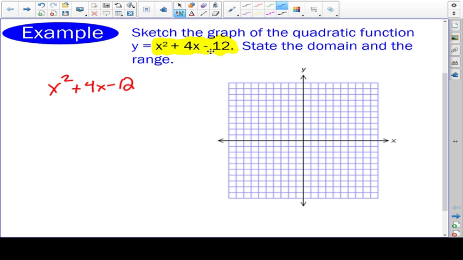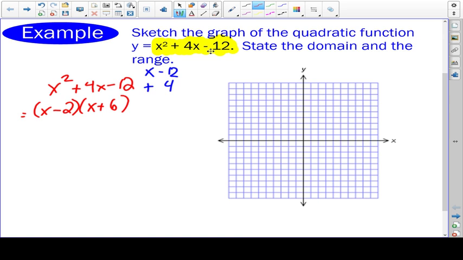And we're looking for two numbers that multiply to negative 12 and add to 4. So what are those two numbers? They are negative 2 and 6. So I'm going to write that as x minus 2, and then x plus 6. And again, I can have the x plus 6 come first if I want to. The order of the two brackets themselves does not matter.